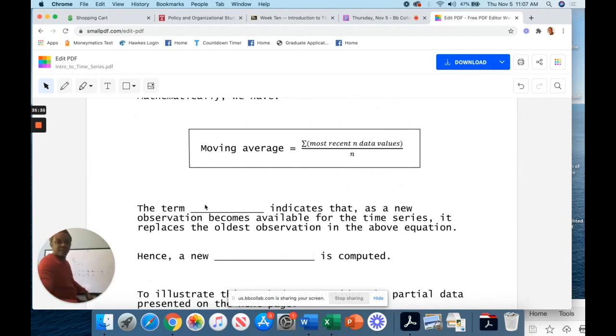The term "moving" indicates that as you get an average, you're going to move the window of the same size. Hence, a new average is computed. Okay, and we're going to do a problem.